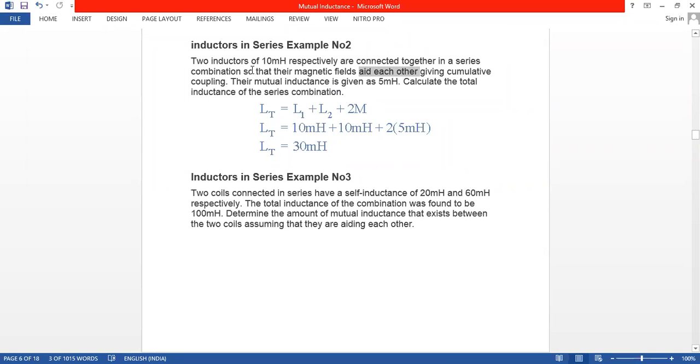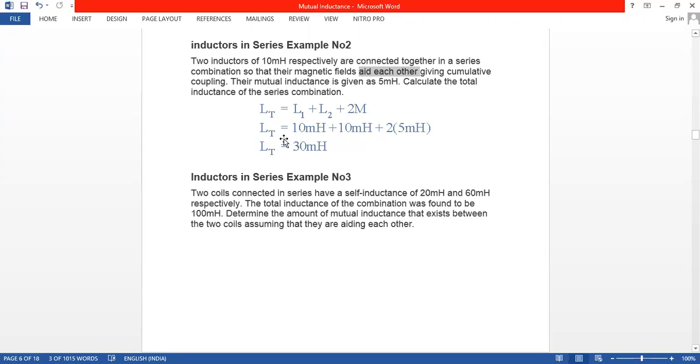Why are you writing L1 plus L2? Here he has mentioned two inductors only. If there were three inductors, it would be L1 plus L2 plus L3, not 2M directly; that is different. So you have to write the formula. L1 is 10 millihenries, L2 is 10, and the mutual inductance is given as 5 millihenries. Calculate the total inductance. So 2 into 5 millihenries. What is the answer here? 30.